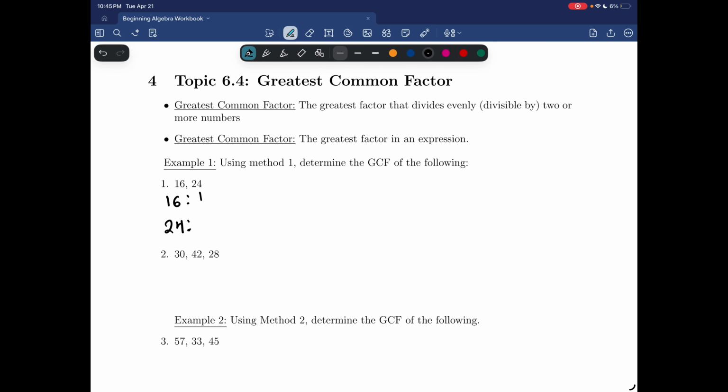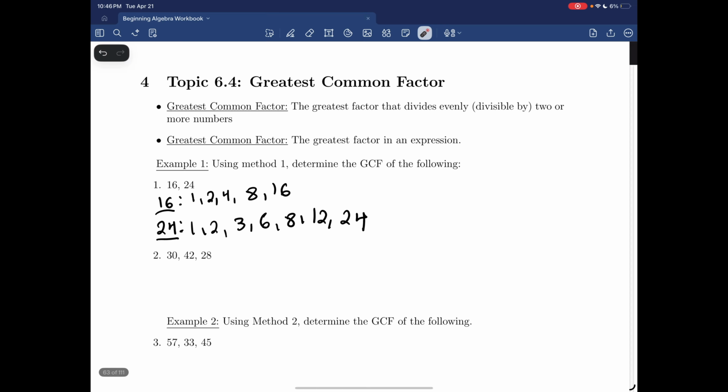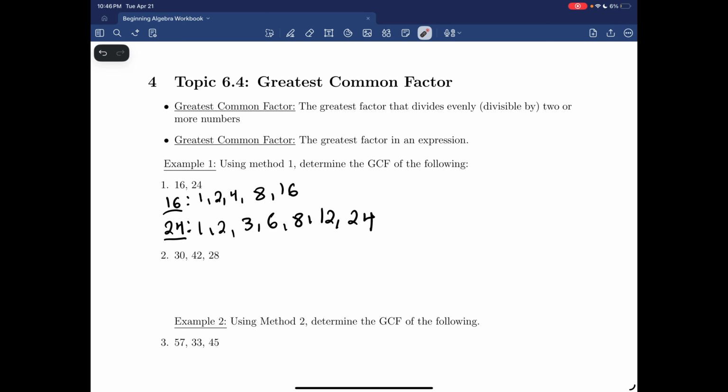So the factors of 16 are 1, 2, 4, 8, and 16. Now for the factors of 24, those are 1, 2, 3, 6, 8, 12, and 24. So now that we've written out the factors for 16 and 24, we have to determine the greatest common factor between 16 and 24. So we have to look for a common factor. We have to find the largest common factor in both 16 and 24.